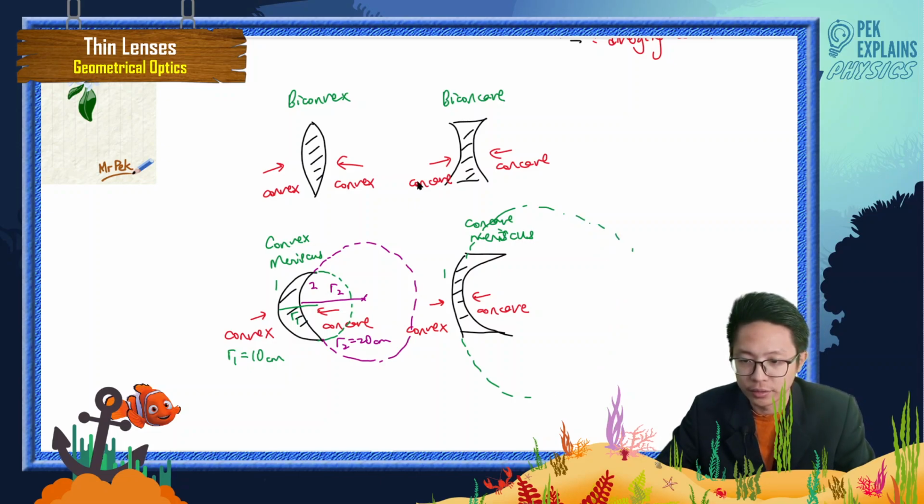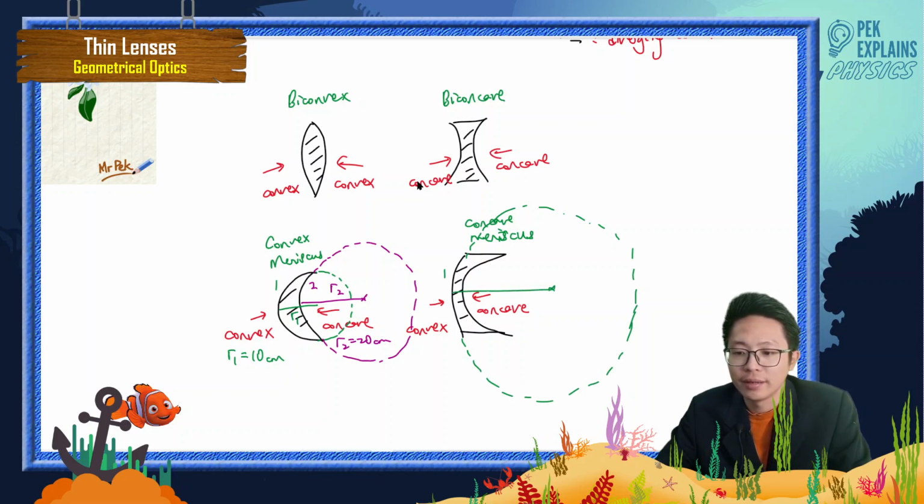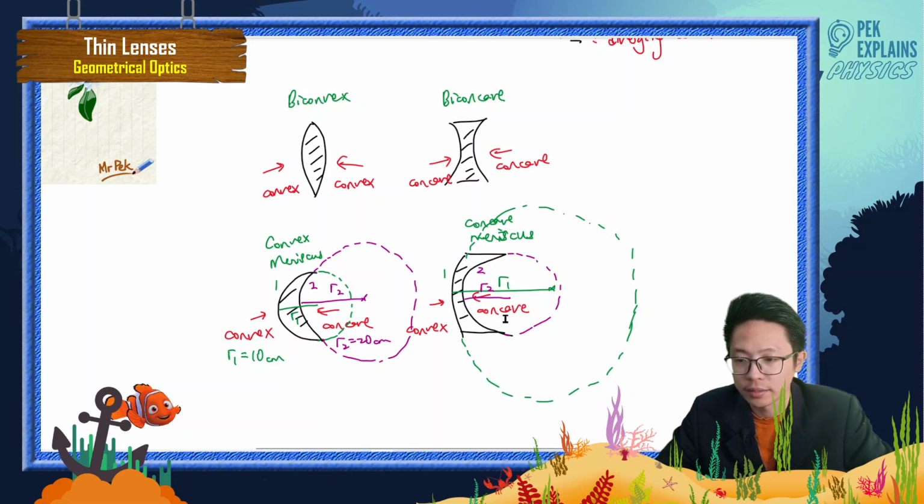Draw carefully, nicely. This is the R1. See that R1? R1 is so long because it is less curved, bigger sphere. But for the concave surface, this one is a smaller sphere, so it has a smaller radius. It has a smaller radius, R2. We put it as R2. This is surface 2. R2.